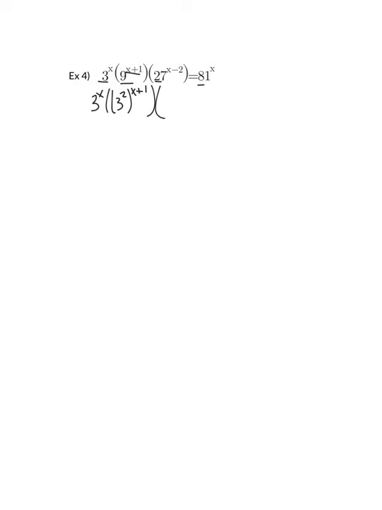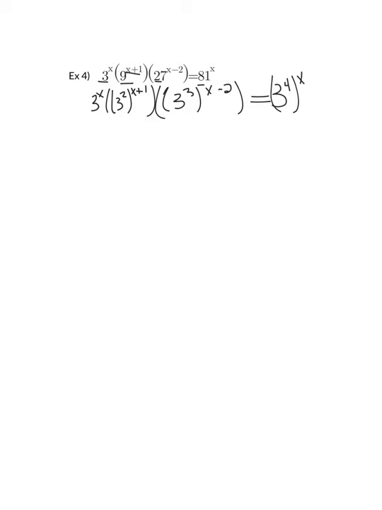I'm going to change this 27 to a 3 to the power of 3. Sorry, that's not very clear. But I still need to keep my x minus 2. And then I'm going to change my 81 to a 3 to the power of 4, but I still need to keep my x.